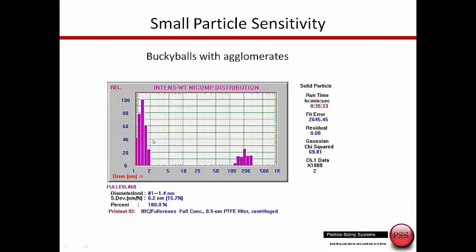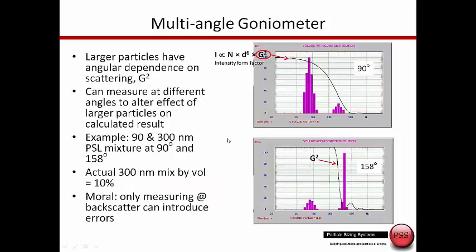This shows data from Buckminster fullerenes or buckyballs down here where the first peak is at 1.4 nanometers where they're expected. So we show the peak of the very small buckyballs, and up here are some agglomerates up at 200 nanometers. So this is showing the ability to both detect very small particles and also being able to resolve the second peak of the agglomerated sample.